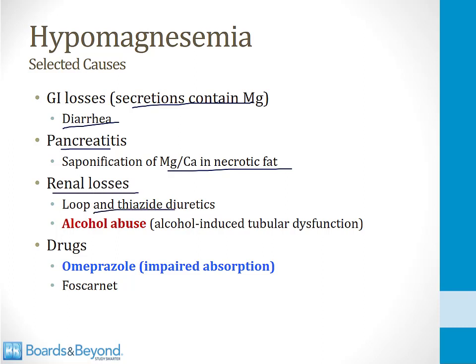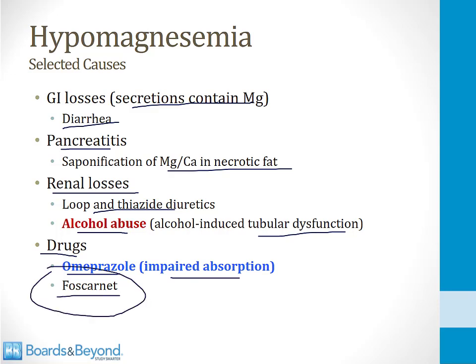Loop and thiazide diuretics can cause hypomagnesemia, and alcohol abuse is an interesting cause of hypomagnesemia. Alcohol has been shown to cause tubular dysfunction in the kidneys and lead to hypomagnesemia, and alcoholics who present to emergency rooms classically have hypomagnesemia, and that's worth remembering for your boards. And then there are a number of drugs which can cause hypomagnesemia. One of the famous ones is omeprazole, which is a proton pump inhibitor. It's been associated with impaired absorption of magnesium from the GI tract. And another one is Foscarnet, which is an antiviral drug.